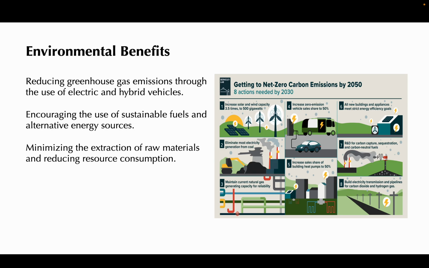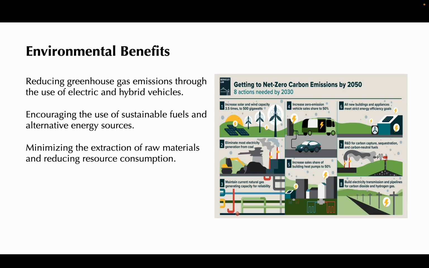That's a lot. Next, we need to eliminate most electricity generation from coal, because coal is very harmful. Remember that. Number 3, maintain current natural gas generating capacity for reliability, because if it's an unreliable form of energy, that's not good, right? Because it would put pressure on current governments to rely on non-renewable forms of energy, which we don't want. Number 4, increase zero emission vehicle sales share to 50%. That would mean EVs, electric vehicles, which are on the uptick nowadays.